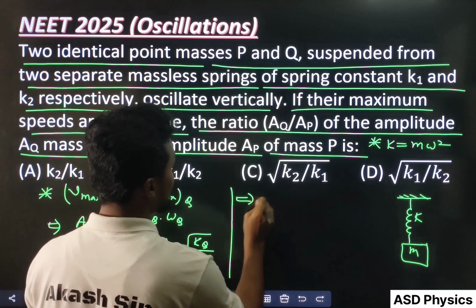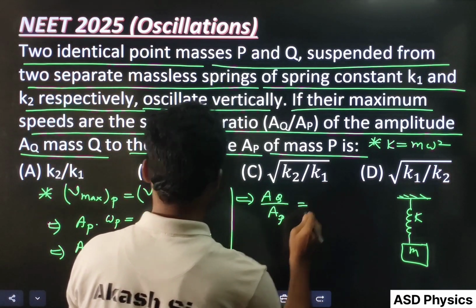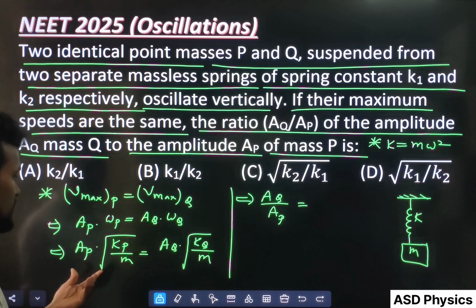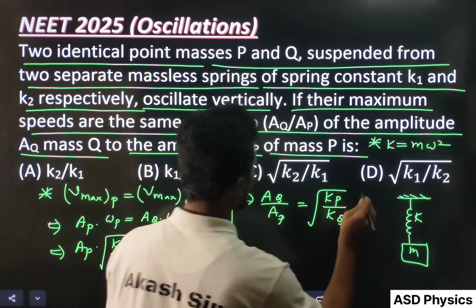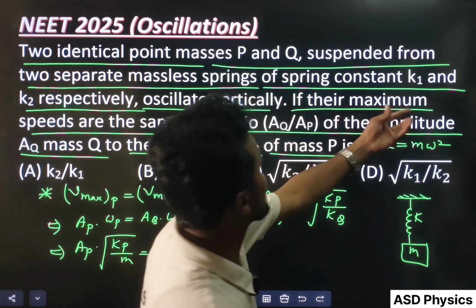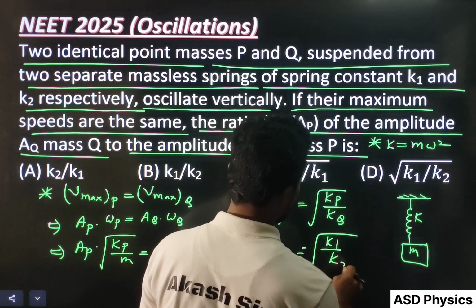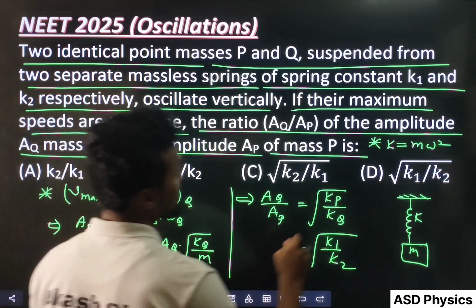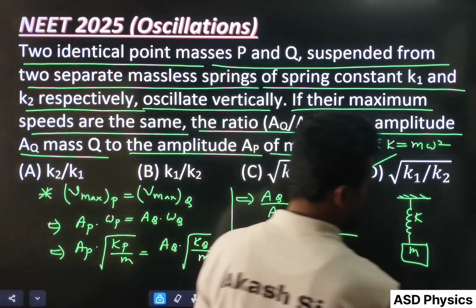Now they are asking AQ by AP. So what will AQ by AP become here? It will become root KP by KQ. Can you see very well here, students? AQ by AP will become root KP by KQ. So what is given here? For P it means K1 and for Q it means K2. So we can write root K1 by K2. Root K1 by K2 is coming here. Option D. I think so. Maximum to maximum, the calculation is all the same only. Great.